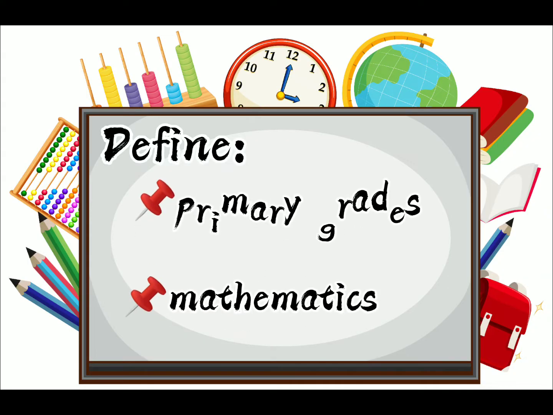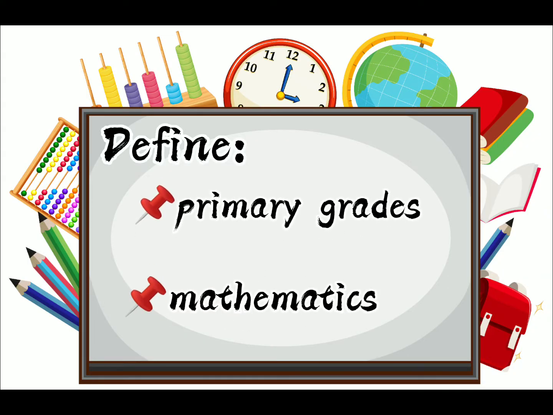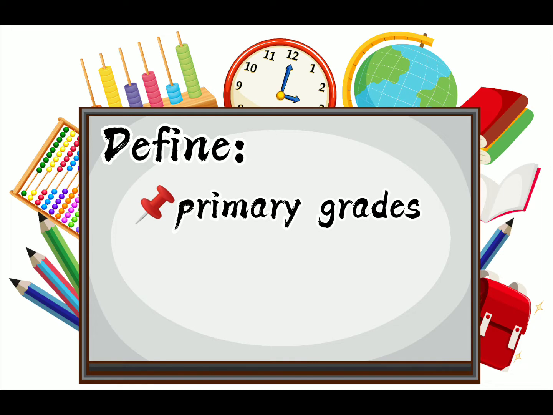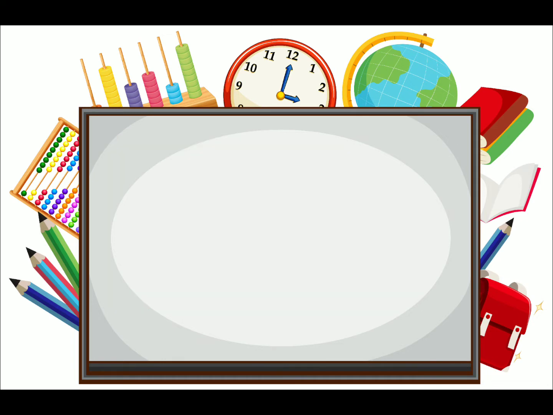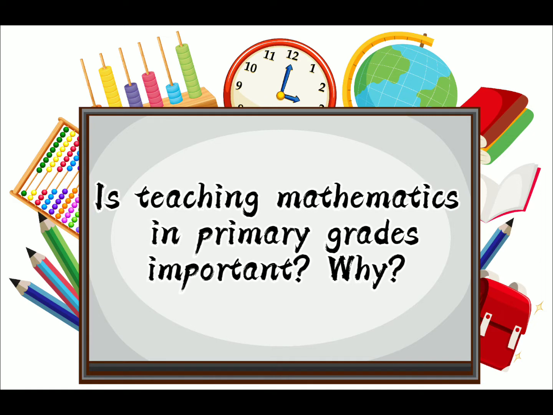Let us first define the following words. Primary grades refers to kinder to grade 3. Mathematics: the science of numbers and their operations, interrelations, combinations, generalizations, and abstractions of space. Let me ask you a question. Is teaching mathematics in primary grades important?